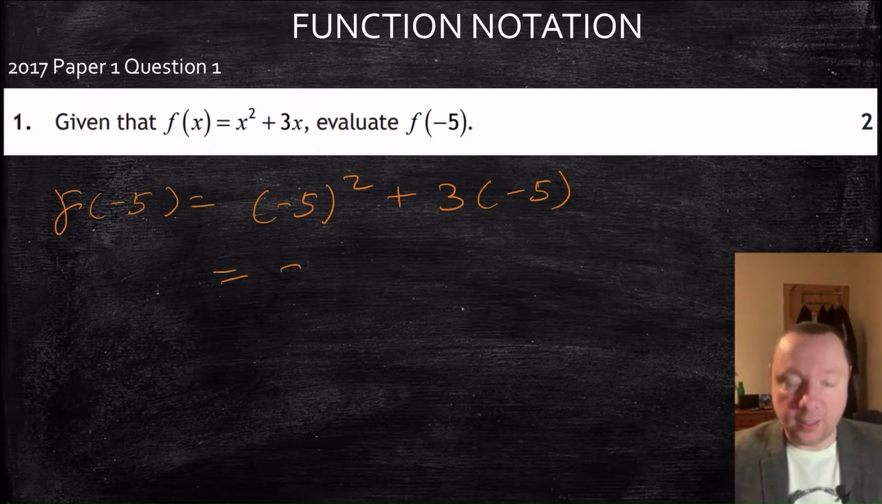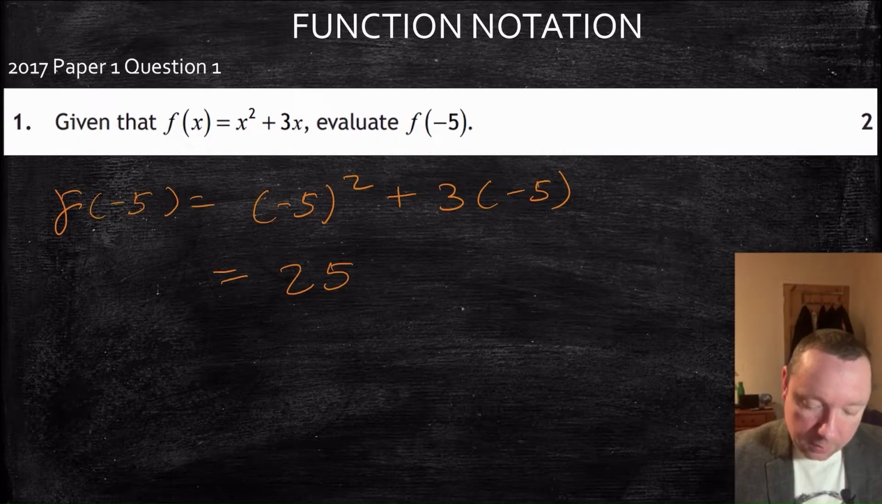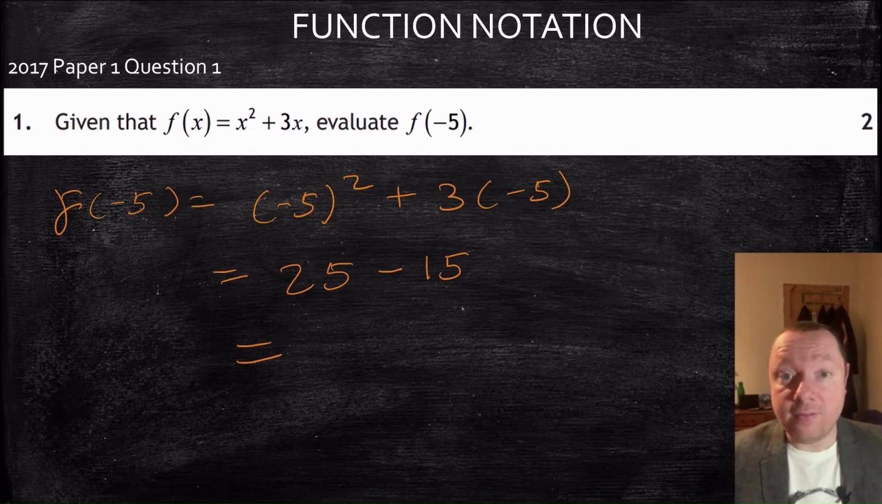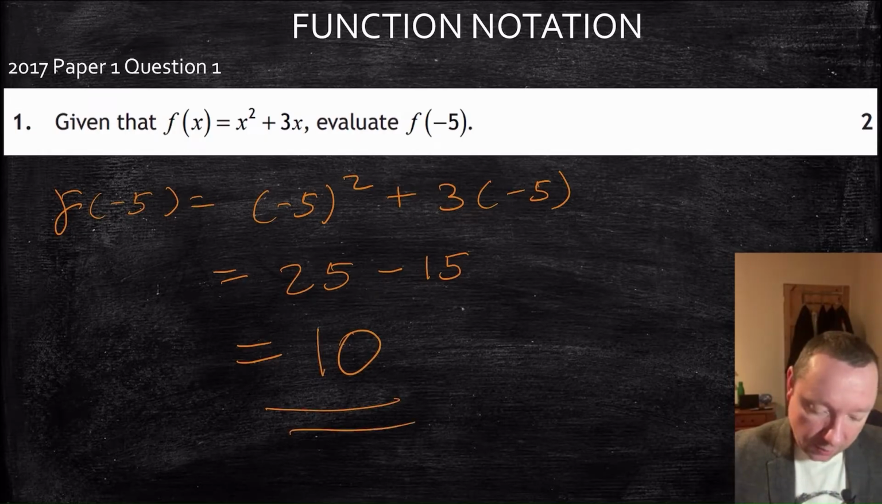Minus 5 squared is 25. Minus times a minus is a plus. 3 times minus 5 is minus 15. 25 take away 15 is 10, and we're done there.